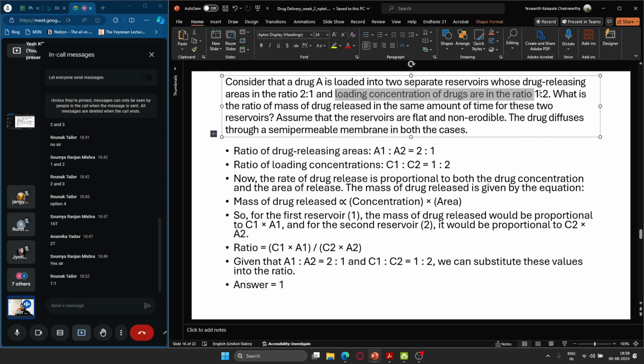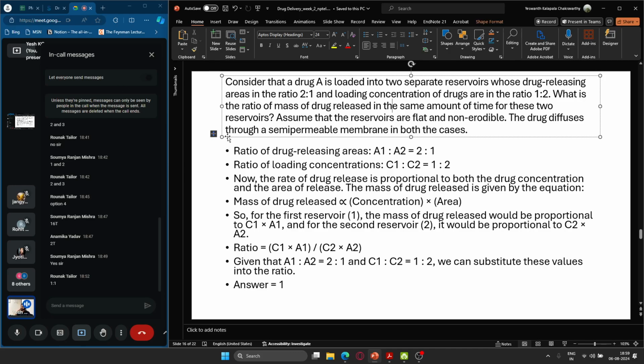And the amount of drug that's loaded into these two reservoirs is in the ratio of 1 is to 2. So whichever is the bigger reservoir has a lesser amount of drug loaded, and whichever is the smaller reservoir has double the amount of drug loaded. What they're asking now is the ratio of the mass of the drug released in the same amount of time for these two reservoirs. If I let these reservoirs release this drug for a time t, and look at how much of the drug is released, what is the ratio of the drug released by reservoir 1 compared to reservoir 2?